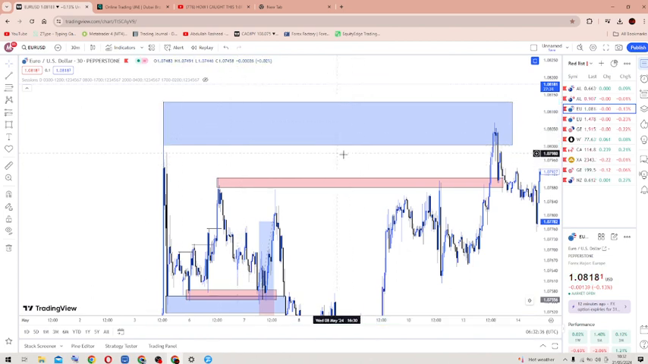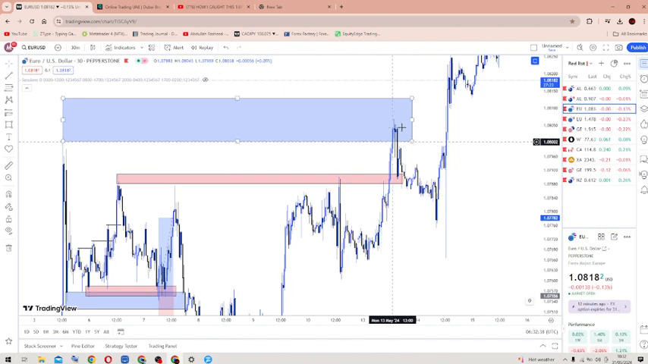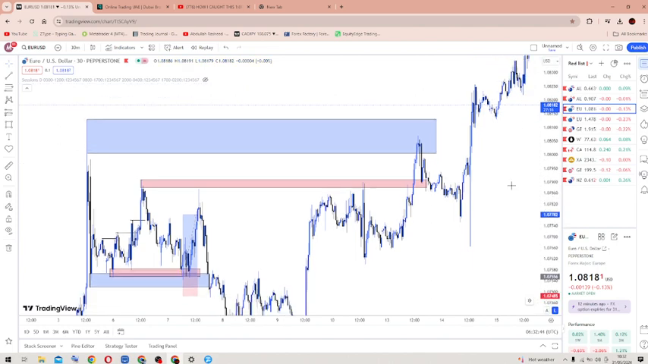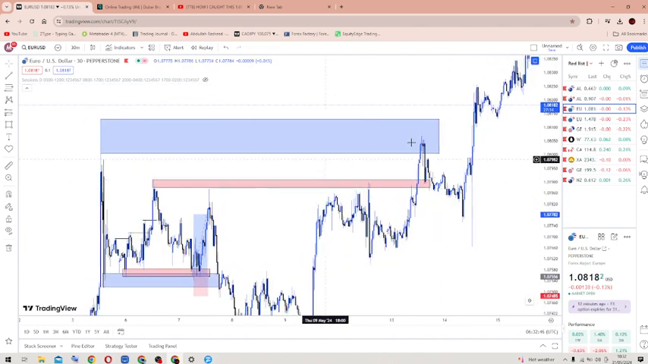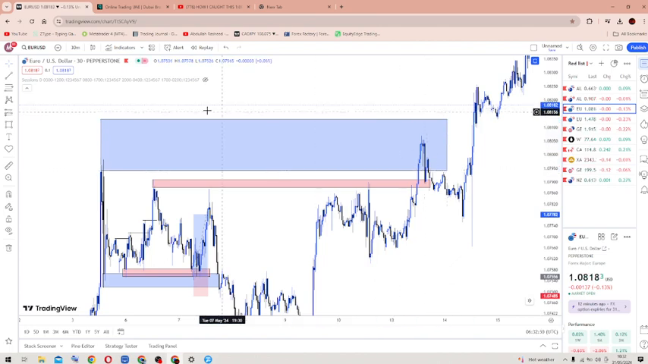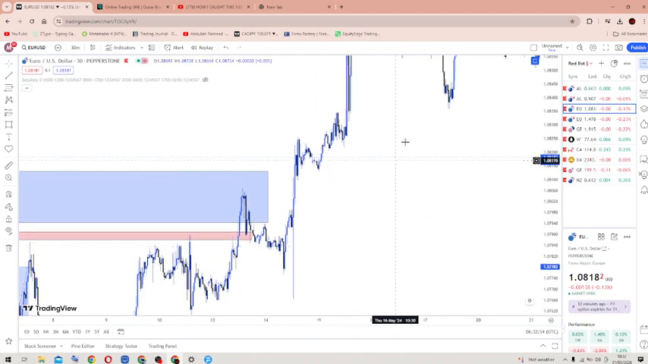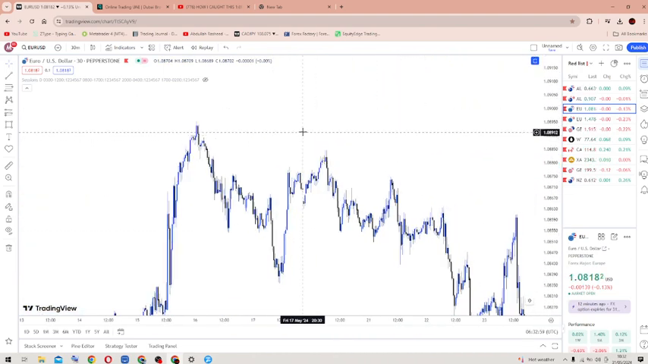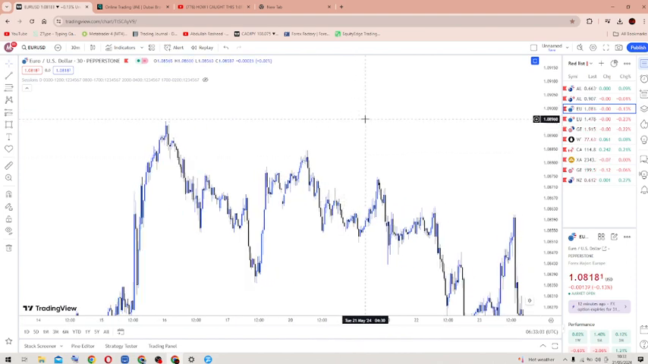I went to 5 minutes, but I remember this thing hit my stop loss. Because it was a wide stop loss, I didn't get a nice result out of it, so it hit my stop loss before it actually went all the way up over here. So it doesn't matter. Let me show you another thing over here.